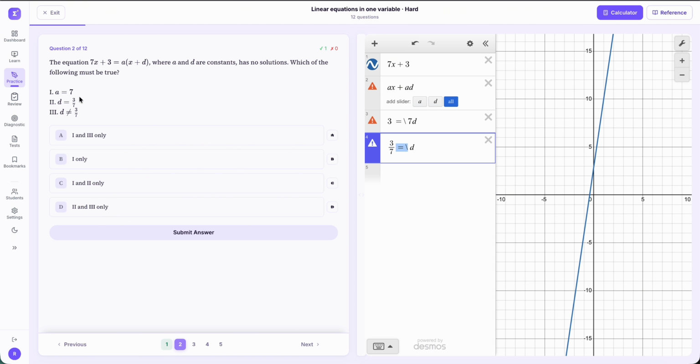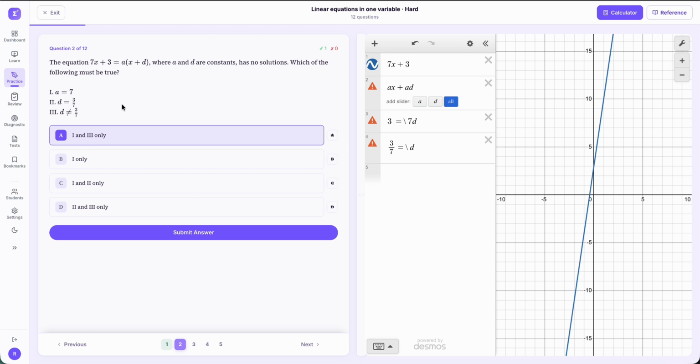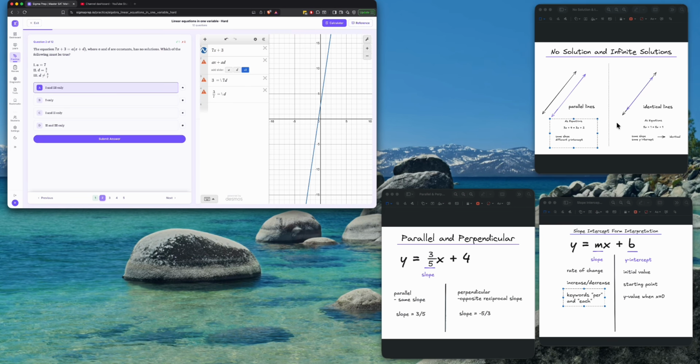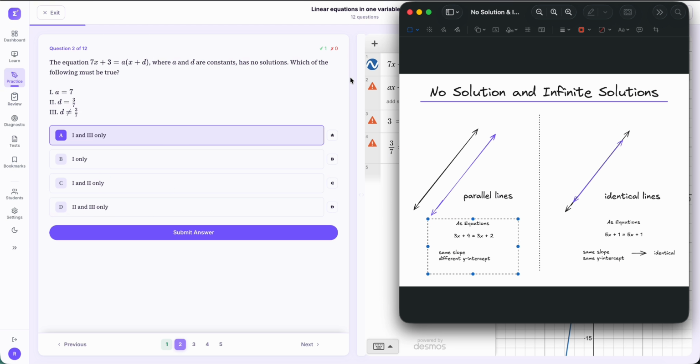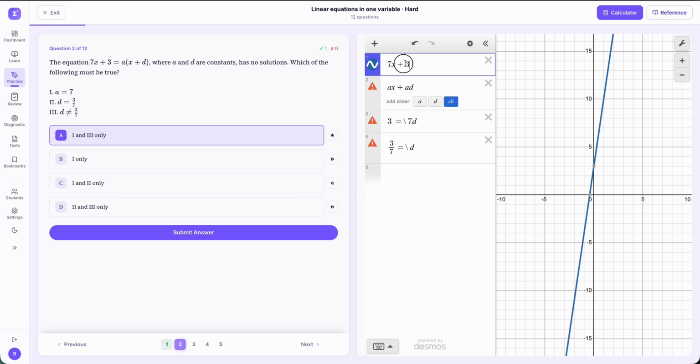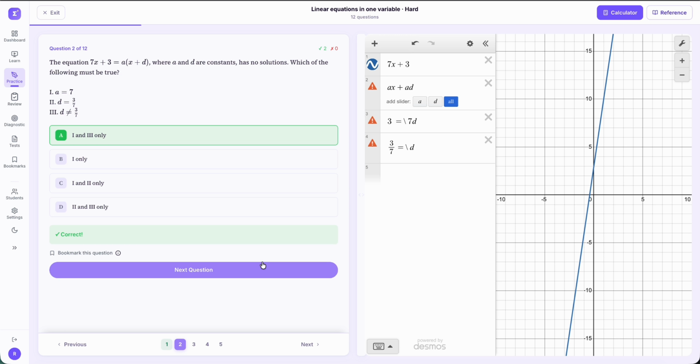So we want Roman numeral 1, we want Roman numeral 3, so it's 1 and 3 only in this case. 2 would be true if it said infinite solutions because they would have to equal each other. But for no solution, again, means same slope but different y-intercepts. So the y-intercept here cannot equal the y-intercept here. So hopefully that makes sense.